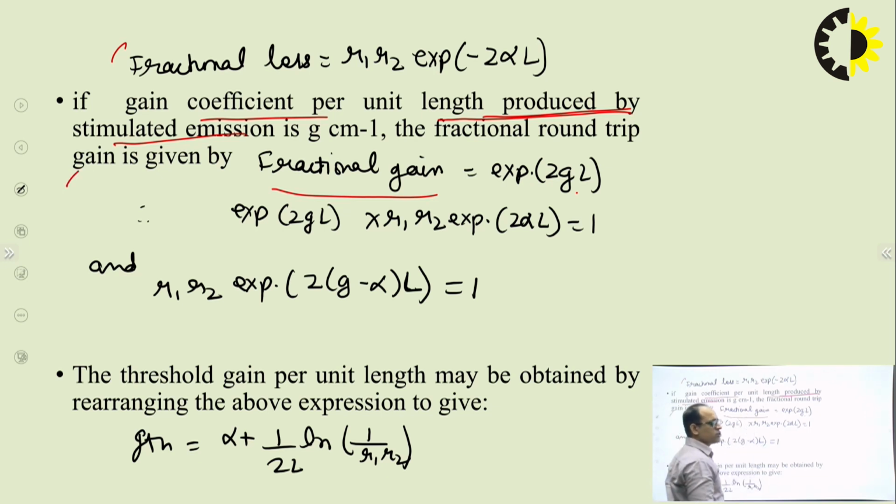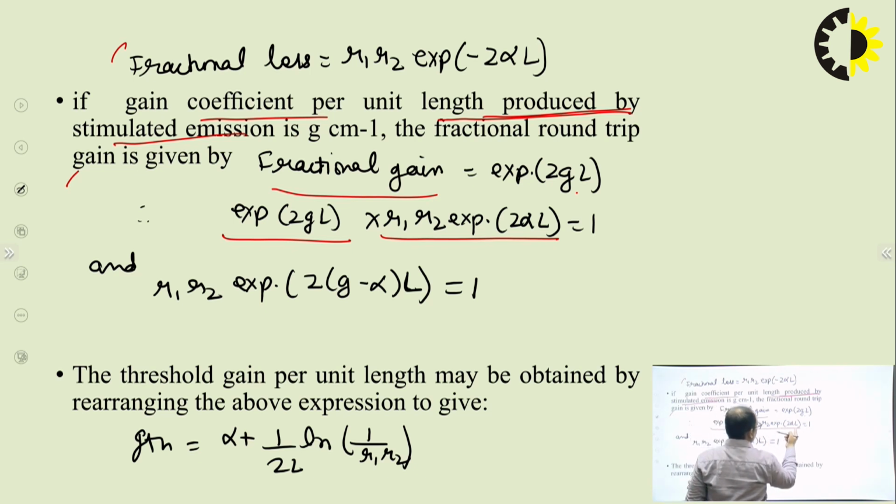So the minimum threshold condition will be when the fractional loss multiplied by the fractional gain is equal to 1. Means the fractional gain, e to the power 2 G L, multiplied by the fractional loss, R1 R2 e to the power minus 2 alpha L, equals 1. From this we get R1 R2 e to the power 2 (G minus alpha) L equal to 1. So from there we can also calculate the threshold gain. This G can be written as G_th.